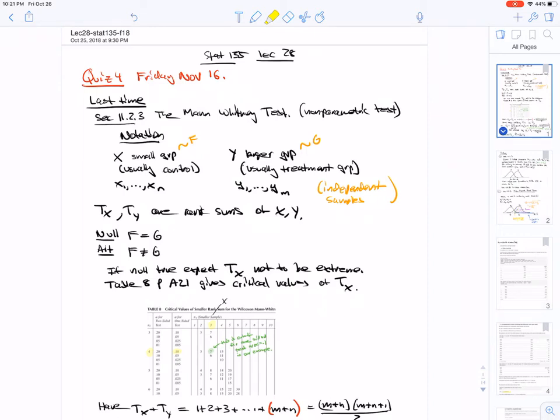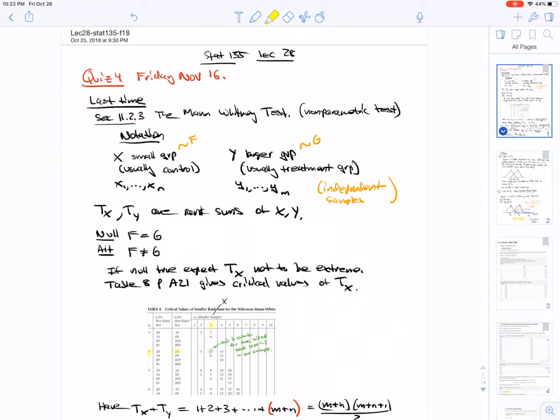Last time we met the Mann-Whitney test, section 11.2.3, a non-parametric test for independent samples. Some notation: we denote the smaller sample size by x, the larger sample size by y. X is usually the control, y is usually the treatment group. We denote the smaller group sample x1 to xn, and the larger group y1 to ym. These are independent samples here.